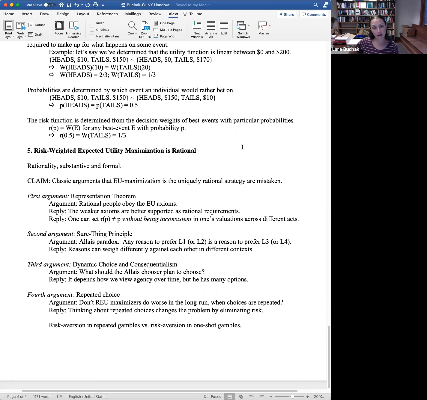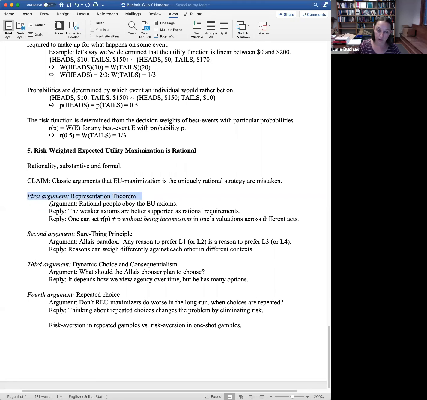So the way I'm going to show or argue that risk-weighted expected utility maximizers are rational is basically I'm going to take all the arguments that have been given in favor of expected utility maximization and argue that they're mistaken. So obviously a big project, which is why it takes a whole book, but I'll just give you a flavor of these arguments. So the first argument we've just seen is this argument from representation theorems.